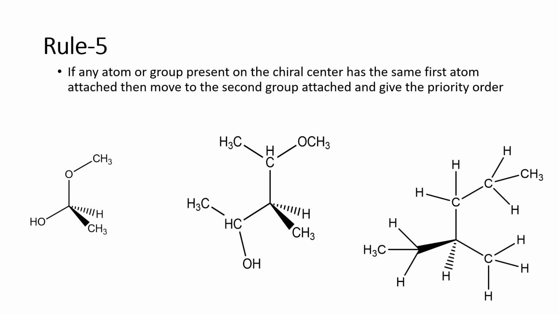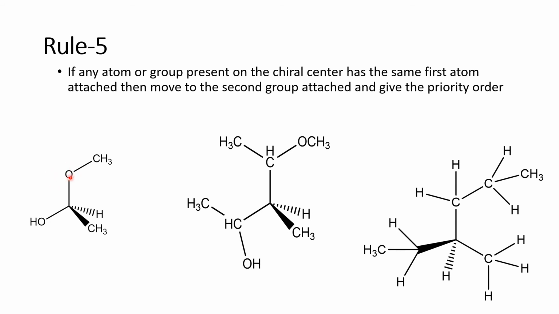Now comes rule number 5, which states that whenever an atom or a group present on the chiral center has the same first atom, that means if you see this molecule, this is the chiral center, and it has 4 different groups. This group is oxygen, this group is also oxygen, that means these two atoms are the same. Therefore, these two atoms have the same atomic number. Now, what to do? We have to go to the next atom which is attached to this one.